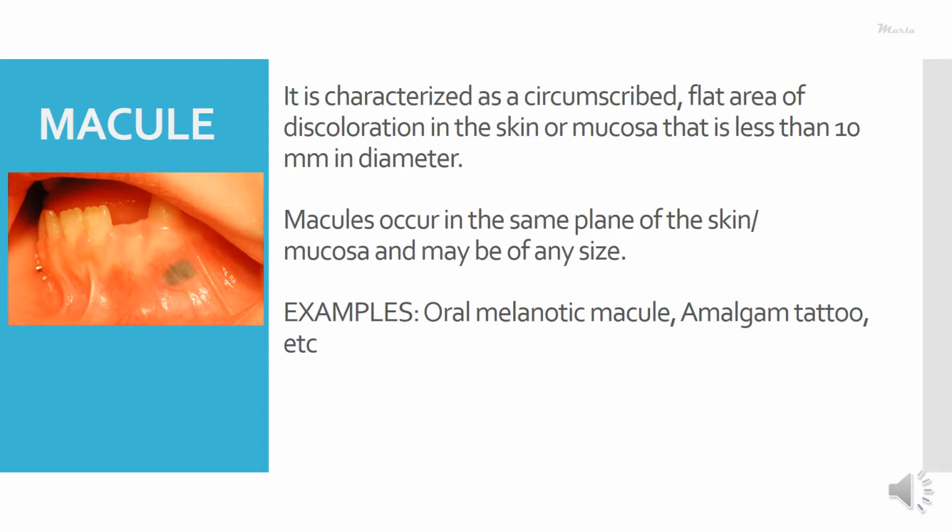It is characterized as a circumscribed flat area of discoloration on the skin or mucosa and is less than 10 mm, or 1 cm, in diameter. Macules occur in the same plane as the skin, so this is a flattened lesion. It is not elevated from the surrounding oral mucosa and it can be of any size. But generally the macules which are benign in nature will be less than 1 cm in dimension. Examples of macule include oral melanotic macule and amalgam tattoo.